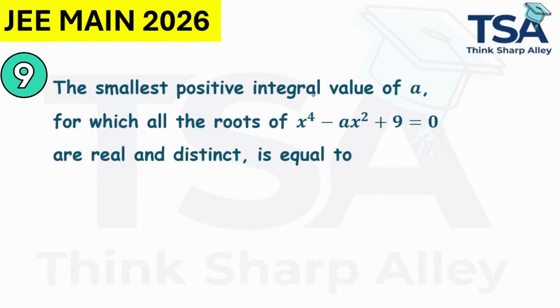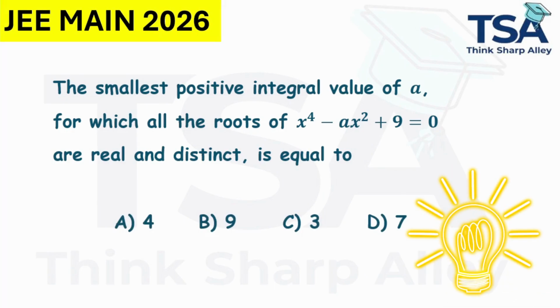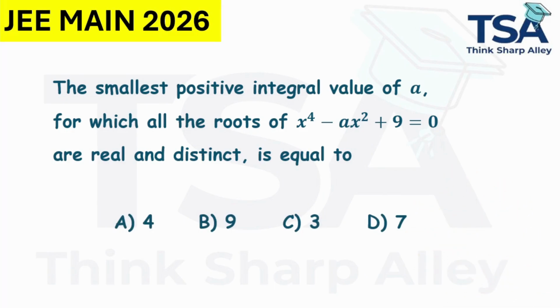Here is our question 9. The smallest positive integral value of a for which all the roots of this biquadratic equation are real and distinct is equal to which of the following options? This is an absolutely brilliant problem because it contains a classic quadratic disguise trap.